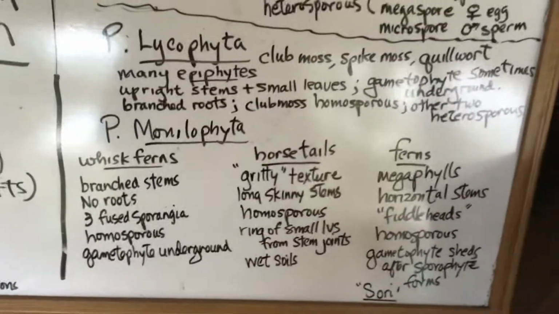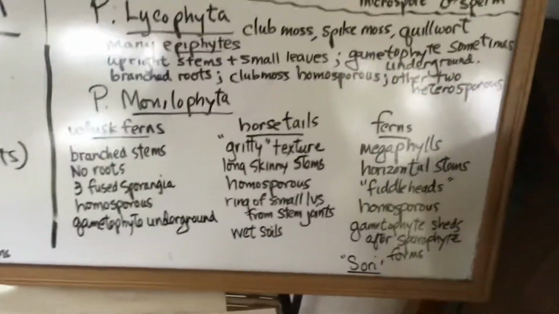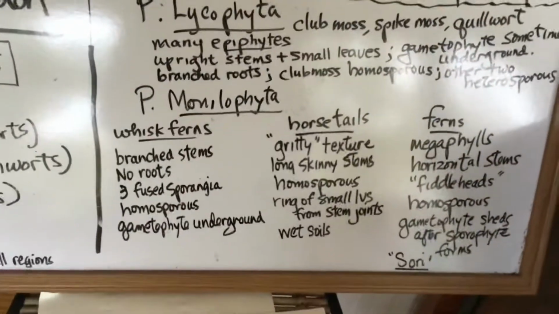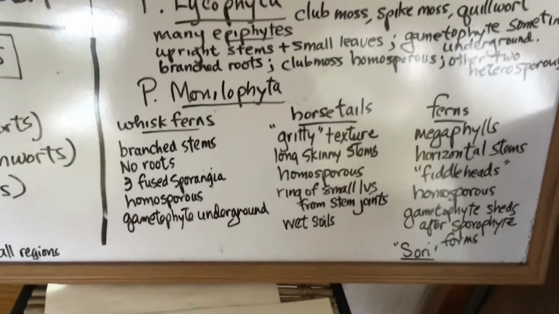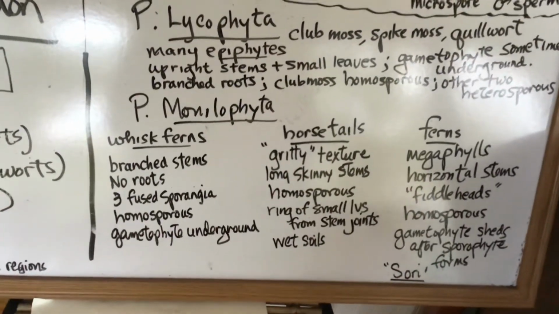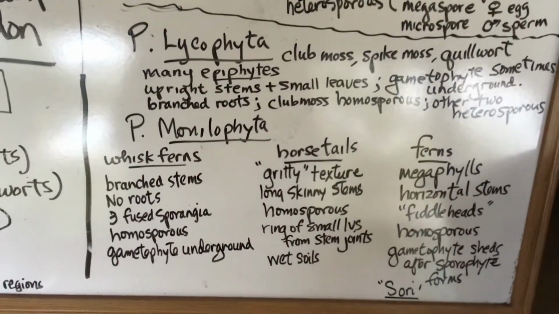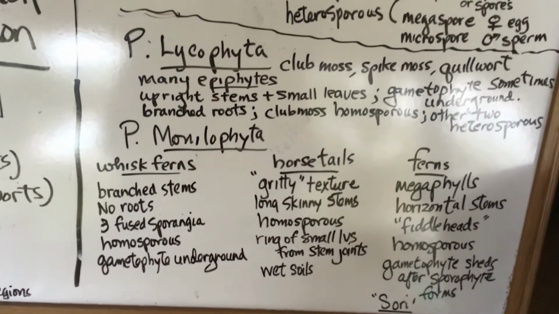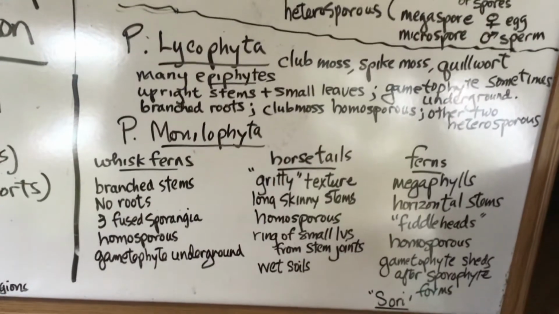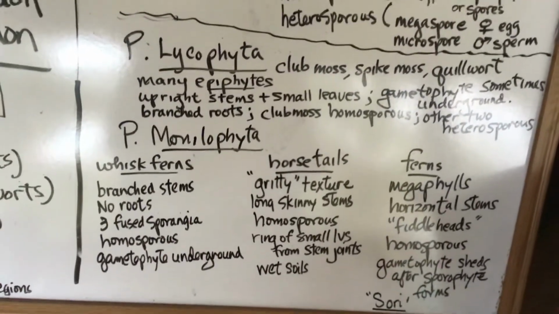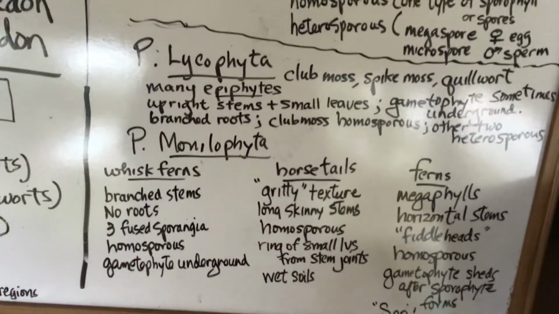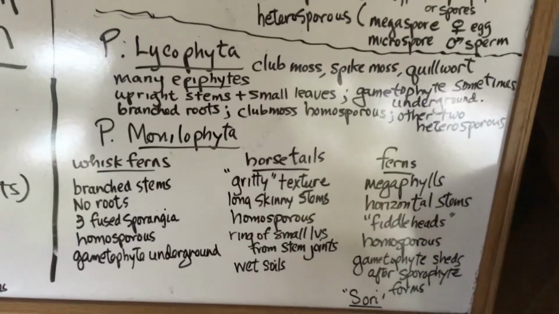Okay, so the Monilophyta are whisk ferns, horsetails, and ferns. Whisk ferns have branched stems. They don't really have any roots at all. They're epiphytes also. They have three fused sporangia. They're homosporous, and the gametophyte is underground. So they're kind of similar to Lycophyta. The main thing is their life cycle is a little different, and we'll go over that in a sec.